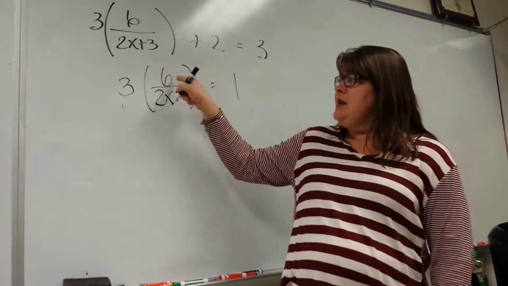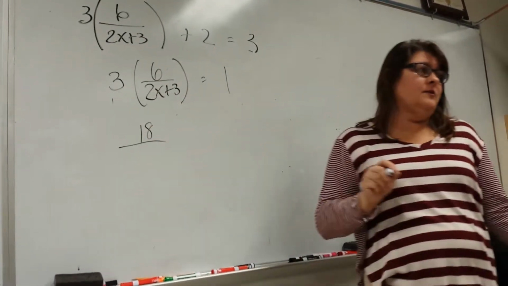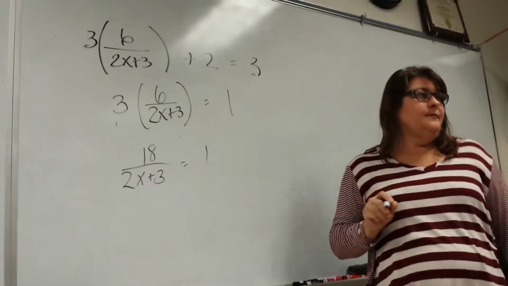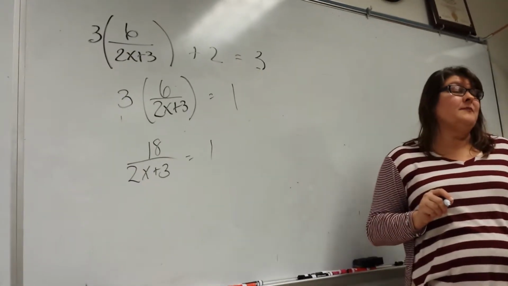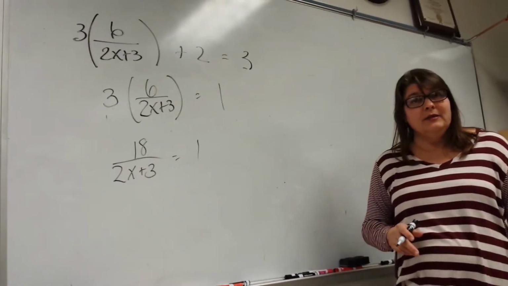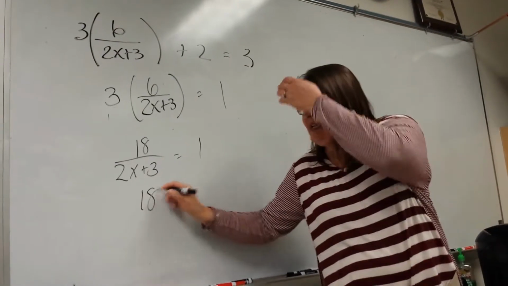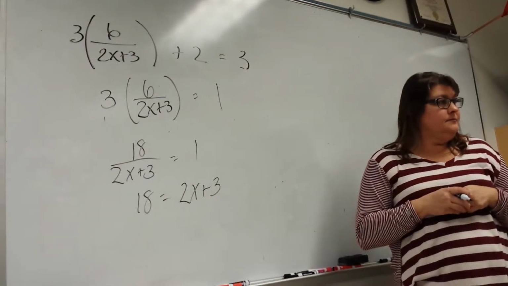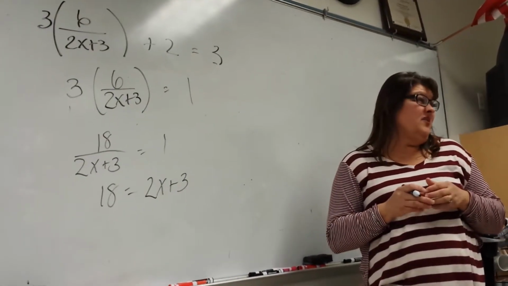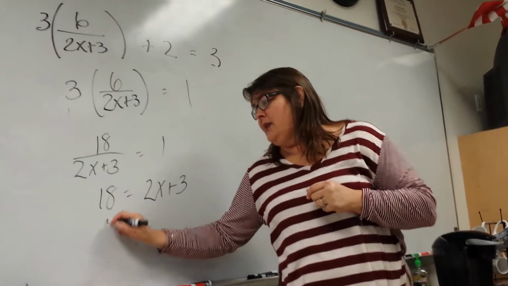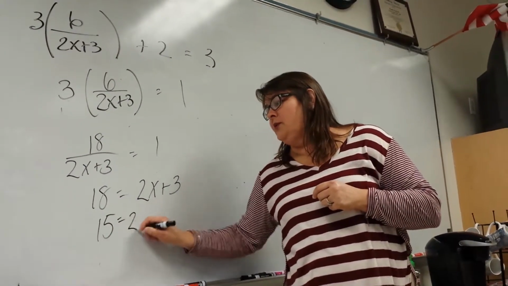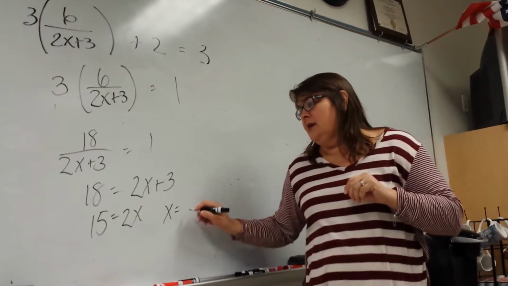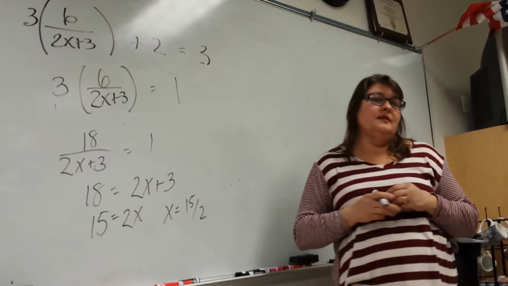Let's do 3 times 6 is 18. Now that we recognize it only goes to the top, we have 2x plus 3 on the bottom, and that's equivalent to 1. I'm frightened by fractions, so I'm going to multiply that over there. Really, it's like cross multiplying. So 18 equals 1 times that stuff, so 2x plus 3. It's easy enough. I'm going to subtract, and I get 15 equals 2x. X equals 15 halves, or 7.5.